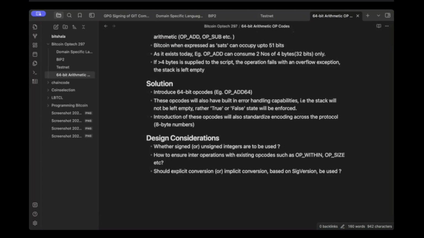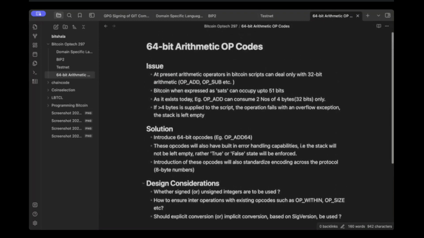Or in the other case, you can use implicit conversion, where you signal, say in a version header or somewhere else, that you will be using 64-bit. And based on that, the script execution will follow 64-bit code. So debates are going on about which one to use. It's an ongoing discussion in the PR.